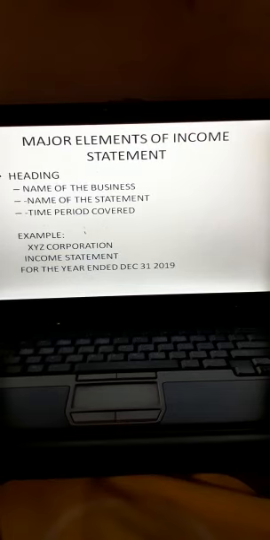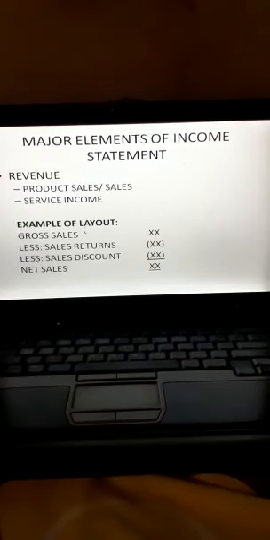Now move towards the second major element, that is revenue. The second element of the income statement, revenue, represents the total amount of money that the business makes from the sale of its merchandise inventory, adjusted through the discounts and returns. And we also generate revenue through rendering services.